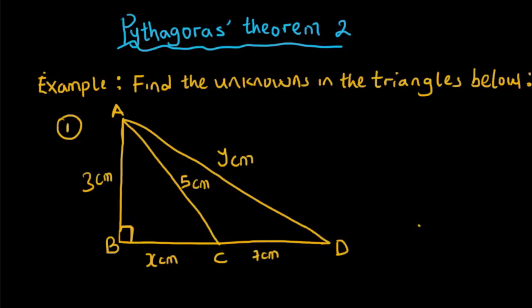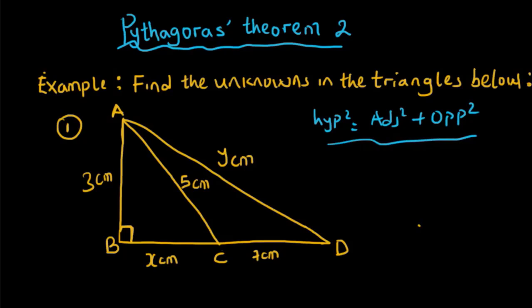I hope you've not forgotten what the Pythagoras theorem is. We've got hypotenuse square equals adjacent square plus opposite square. Now in this video we are going to take it a step higher. Now let's look at this example. Find the unknowns in the triangles below.